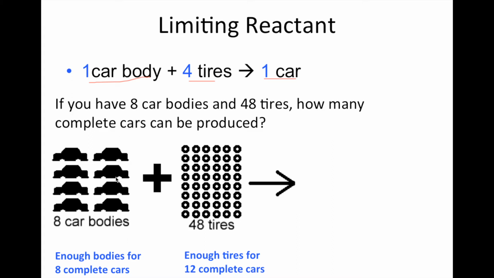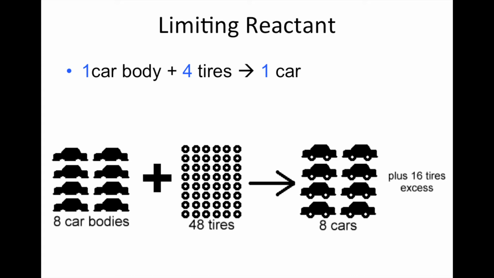So if we start to make our cars, we know that the car bodies are going to run out first. That means that we can only make 8 cars and we'll have 16 tires left over. Another way of saying that is fewer cars can be produced from the amount of car bodies that we started with than with the amount of tires that we started with. So our car bodies are limiting, kind of like our limiting reactant. They're the reactant or the substance that runs out first.